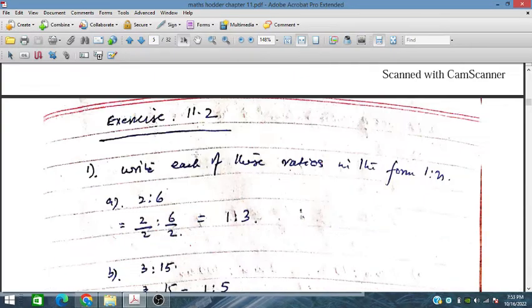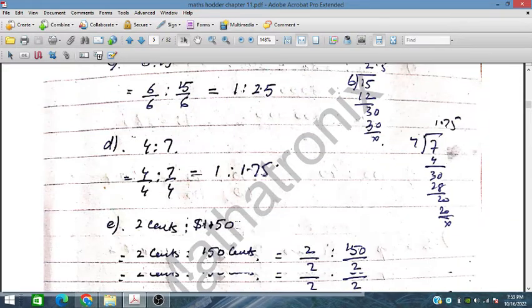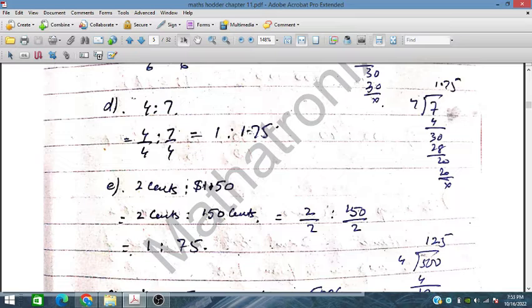For 11-2, write each of these in the simplest form as a 1 to n ratio. So we divide by the first, smallest number. Here we have 2 and 6. This 2 is the smallest number, so we divide by 2. So we have this 1 to n ratio. So 1 to 1, and then this number corresponds to this number. So 3 to 15, similarly 4 to 7 is 1 to 1.75.